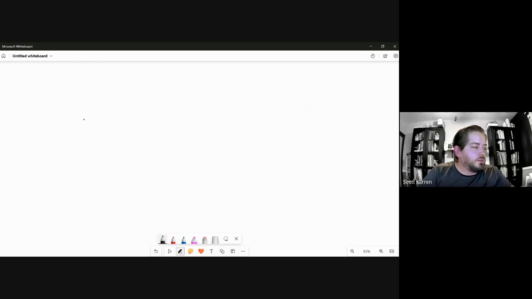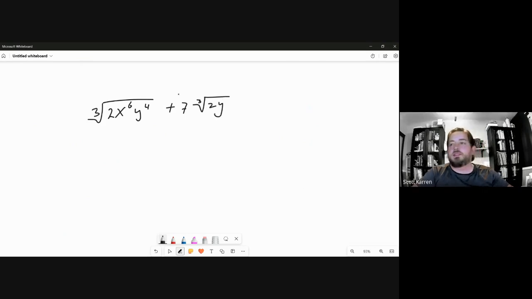So let's take a look at this one. If I've got the cube root of 2x to the 6th y to the 4th, plus 7 cube roots of 2y. Can I add them? I can't do it right now, but I'm going to simplify them to see if I can. I'm under a cube root, so this x to the 6 is 2 groups of 3 x's, so that comes out as x squared.